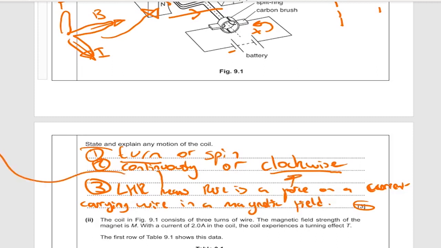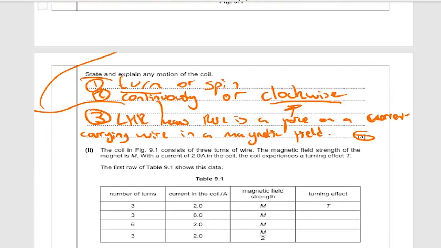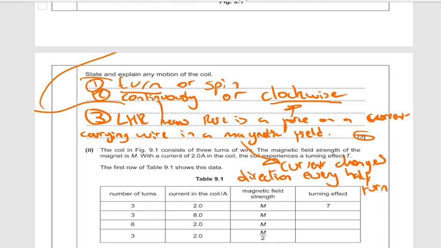The other thing we can talk about is why this is a continuous turn. Well, this is a DC motor. Oh, it's cut off. That doesn't want me to write over there. So I'll put it up here then. This is a DC motor, so it's going to keep spinning because the current flips direction each half turn. Because there is a split ring, the other thing we could write about here is that current changes direction every half turn.